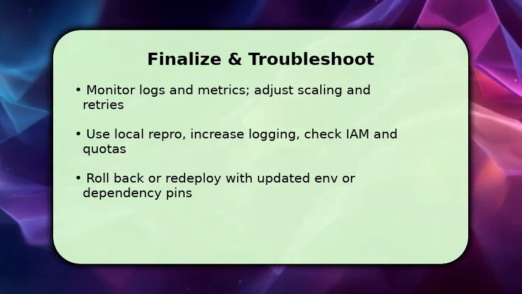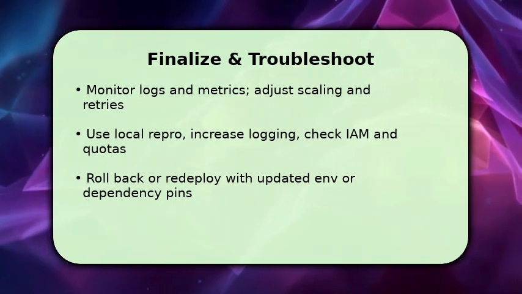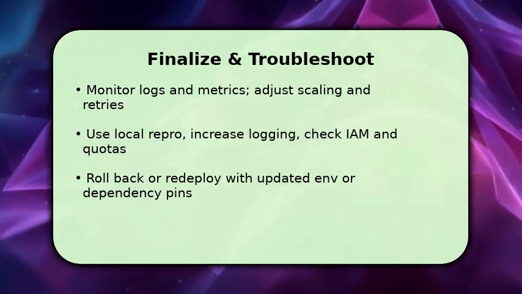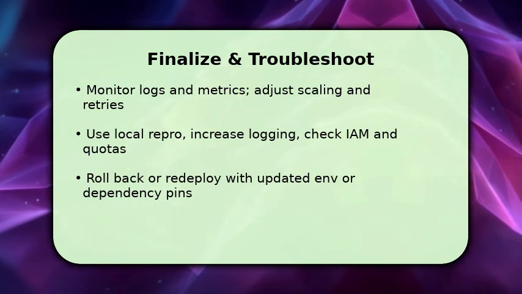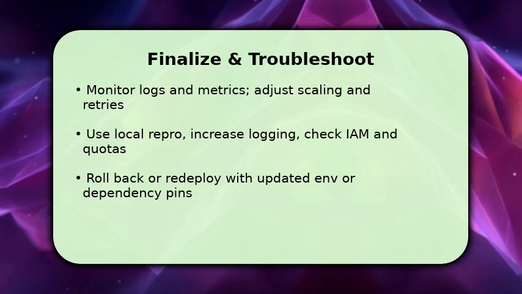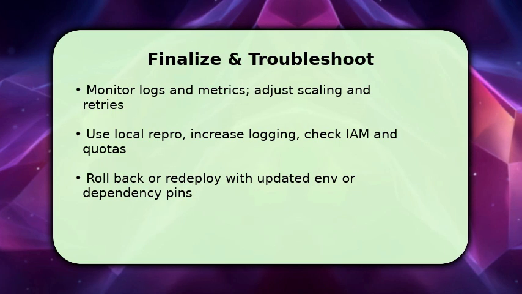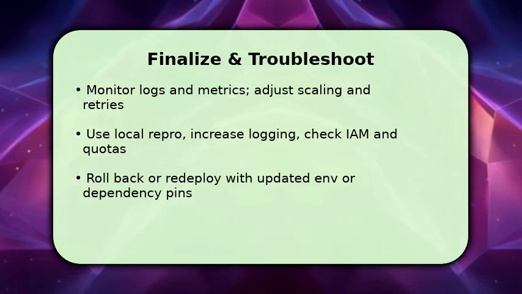If something breaks, reproduce locally, add targeted debug logs, and verify IAM permissions and quota limits. Those are common failure points. Make sure to pin dependency versions and redeploy or roll back if a recent change caused regressions. Finally, document the trigger, costs, and scaling choices for future maintenance.